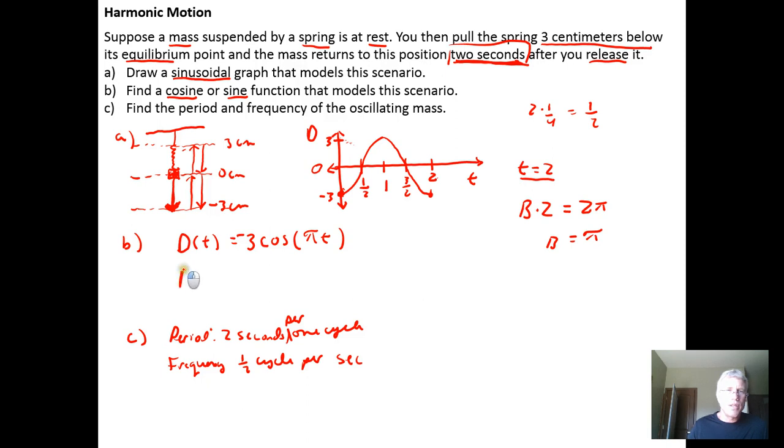Let's suppose instead we wanted a sine model for the situation. Well, we know with the sine model that the amplitude 3 and the scalar that we use to adjust the period correctly are the same for both models. So the 3 and the pi we've already solved for. We would just need to identify what needs to be done to the sine function, the toolbox function, to get it into the correct position. What I want to notice here is that if I were to take the sine function, which usually starts at the origin and goes up, I would need to horizontally translate it 1/2 unit to the right. So that's what we would need to do to the sine function.